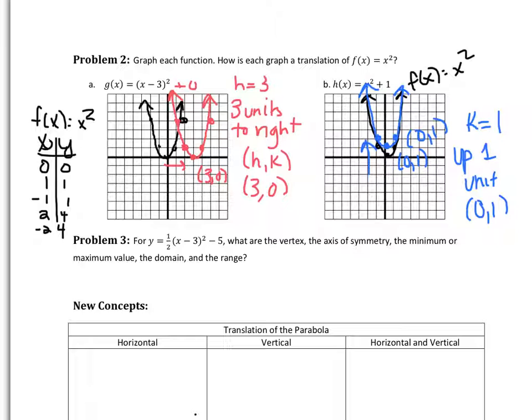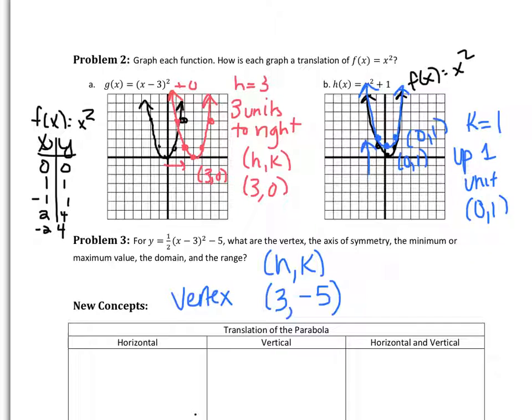What I would recommend you do is really focus in on that HK again. Remember, HK gives you your vertex. So in this case, H is 3, and K is -5 because we're subtracting 5. So our vertex is 3, -5.